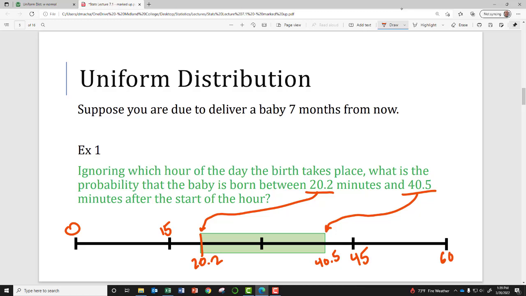Really, the probability that it's born between these 2 points in time, in other words, the probability that it's born in this green shaded area, is going to be the width of the green shaded area divided by the total width of the interval, which in our case is 60. So 40.5 minus 20.2 is going to be 20.3 divided by 60, which is just barely more than a third.